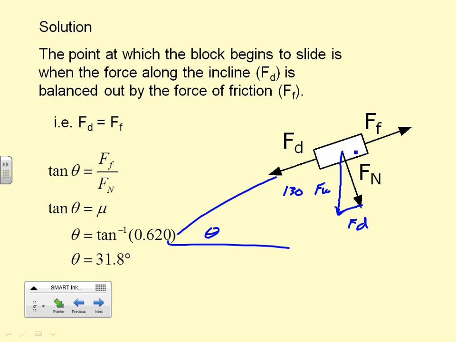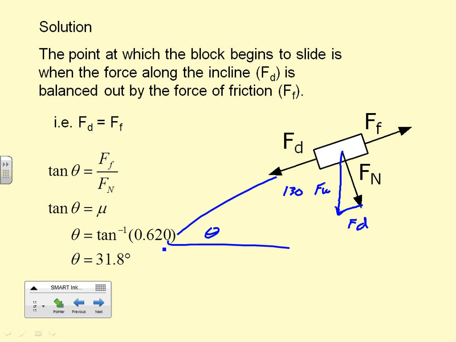So if I look at this triangle right here, don't write anything down. Put your pens down and watch. In this triangle right here, opposite is FD, adjacent is Fn. So opposite over adjacent is tan. Tan theta is equal to FF over Fn. But what else is equal to FF over Fn? Mu. So tan theta is equal to mu. The mu value was 0.62, so to get the angle, I just take the inverse tan of 0.62. That's all I have to do.